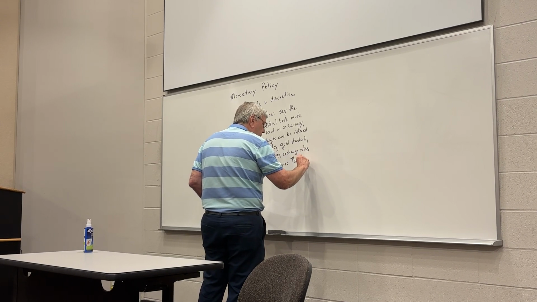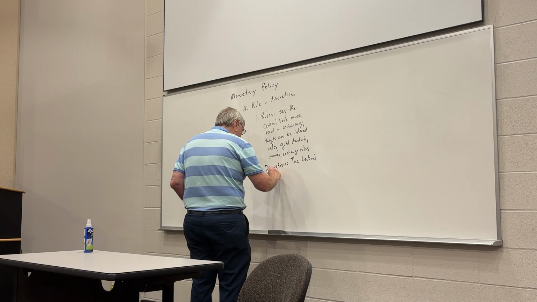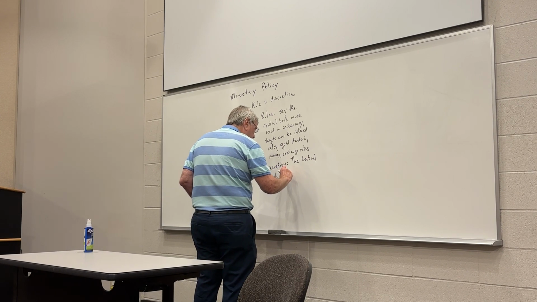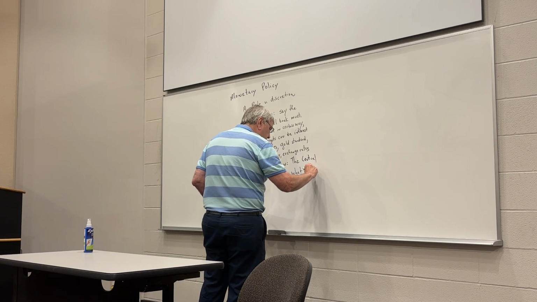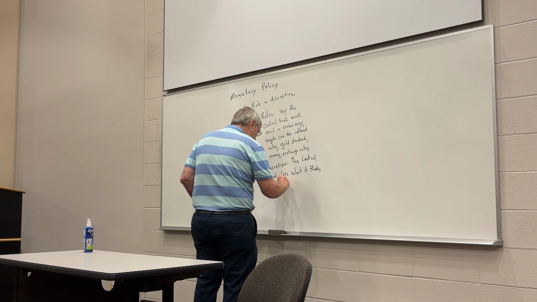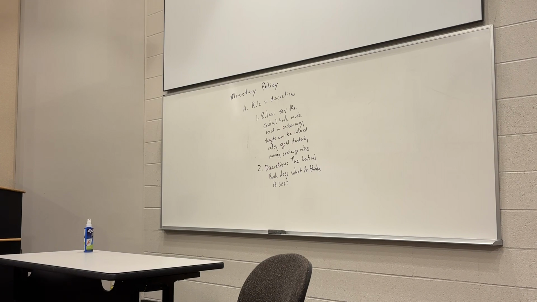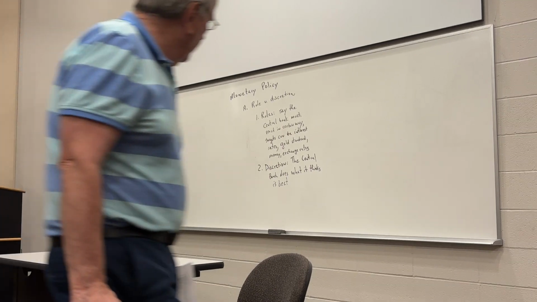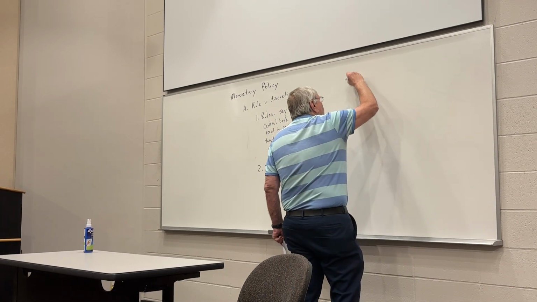The central bank does what it thinks is best. Both of these have problems. Both rules and discretion have problems. One thing, there's something called the political business cycle.